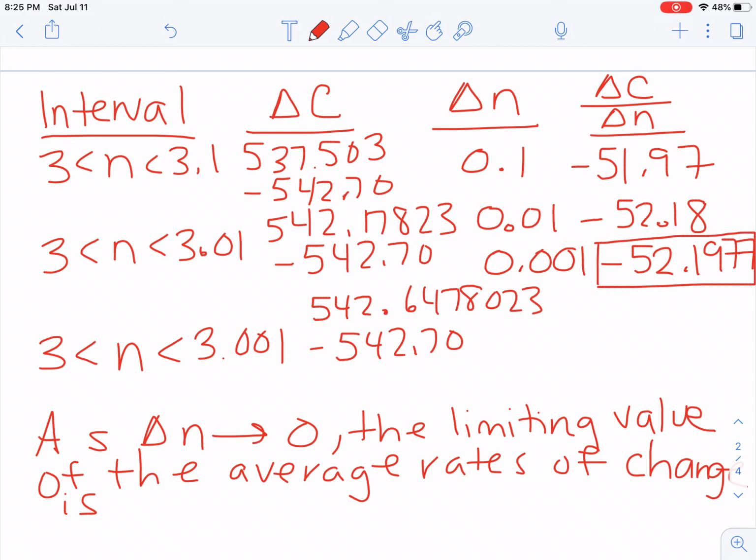So it looks like it went from negative 51.97, almost negative 52, to negative 52.18 to negative 52.1977. So that is actually approaching negative 52.20. We're talking about money, so I'm going to round to 2 decimal places. If you're uncomfortable doing that, you could always just use the last entry here, and that's dollars per minute.